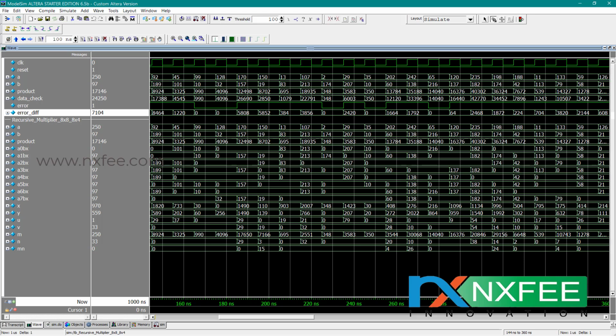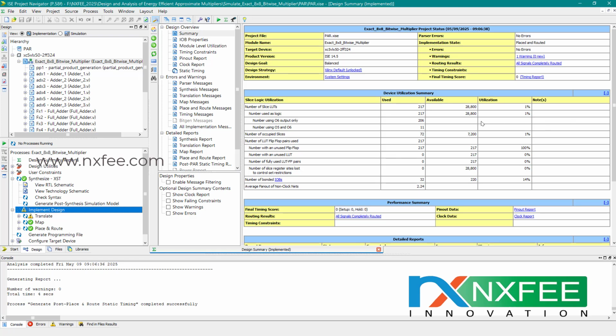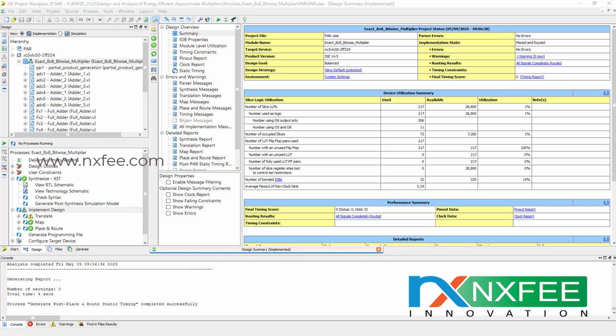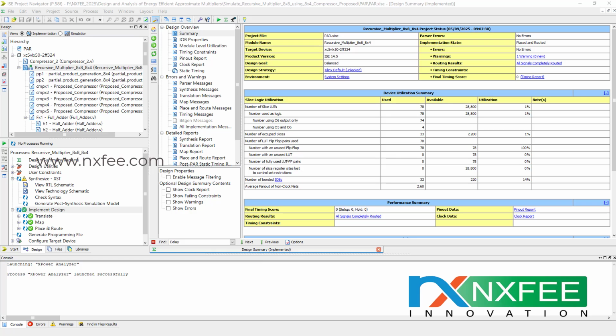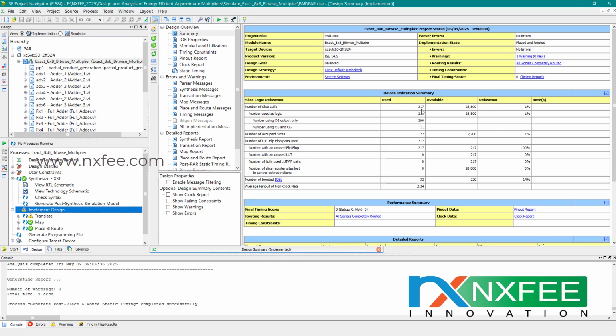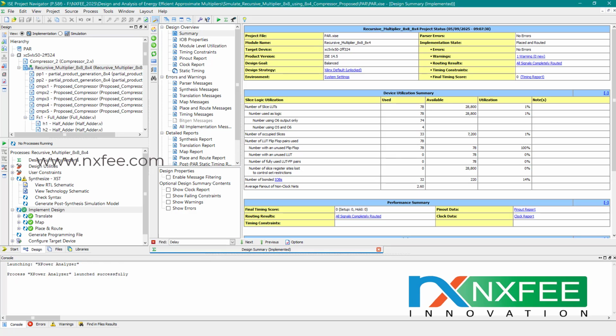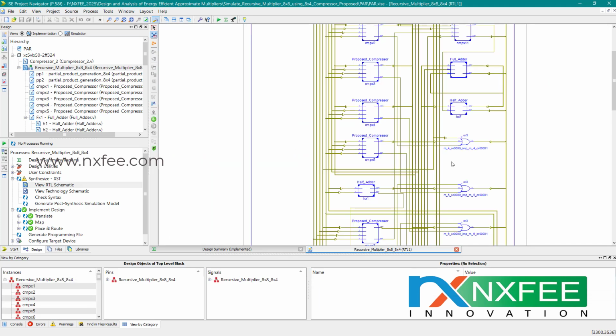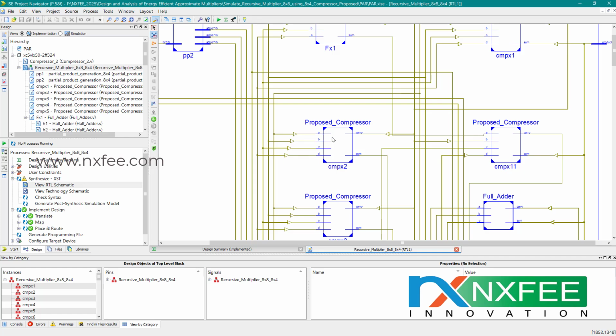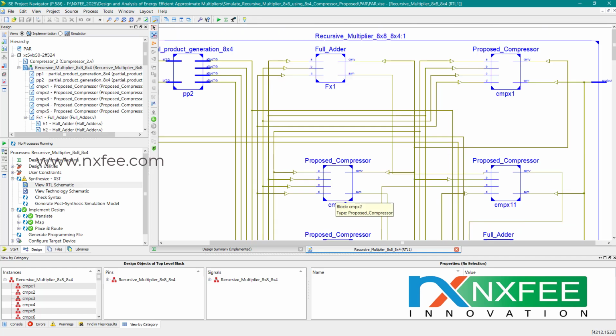And this work we have synthesized on a Xilinx Virtex-5 FPGA. So this is the result: exact, recursive, PBO and recursive compressors. Here you can verify that compared to the exact design, the LUTs take 217, but our proposed compressors take only 78. Here you can analyze the RTL schematic for that, the partial products with the multiplication. This is the proposed compressor architecture.